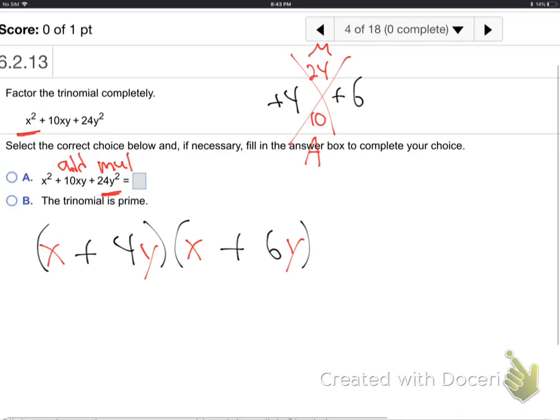Good? It's easier than the last section, probably, huh? I think so. I want to get to the next one, it's a little hard.